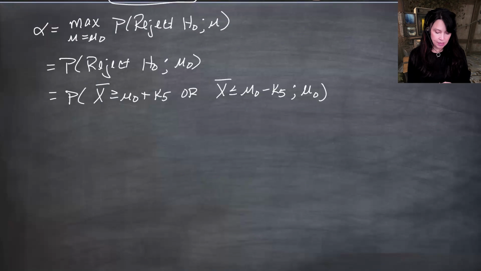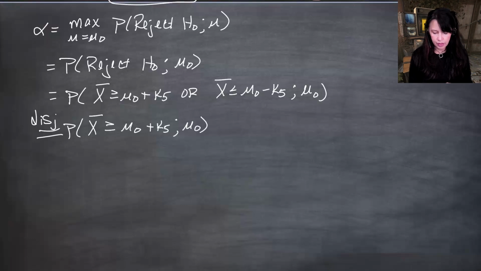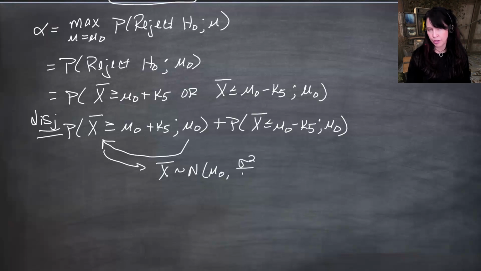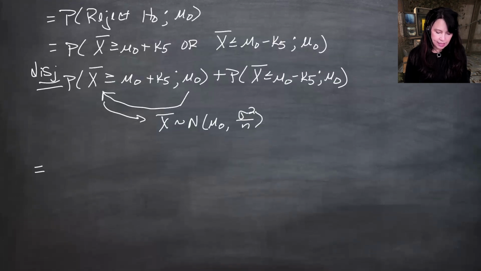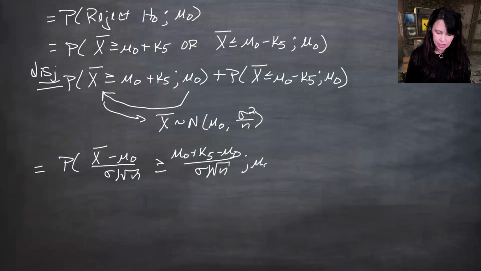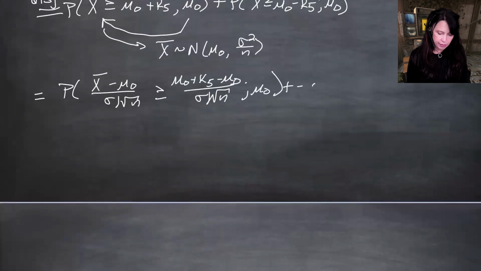These are disjoint events. They can't happen at the same time. So by disjointness, we get the sum of these individual probabilities, and they're both under the assumption that the parameter is mu naught. And now I've got the mean of the distribution, and that's telling me that this X bar has a normal distribution with mean mu naught and variance sigma squared over n, which is known to us. So let's standardize these. This is the probability that X bar minus mu naught over sigma over the square root of n, I'm going to do the same thing to both sides. So I get mu naught plus K5 minus mu naught over sigma over the square root of n when the parameter is mu naught. And something similar over here. I'm rushing now to make up some of that lost time. Under the assumption that the true parameter is mu naught, this is a standard normal and can be called Z.